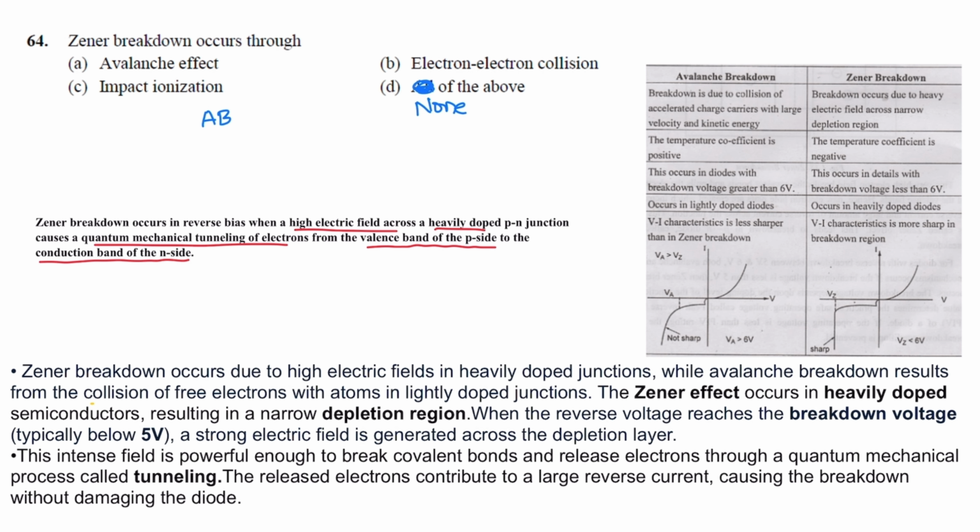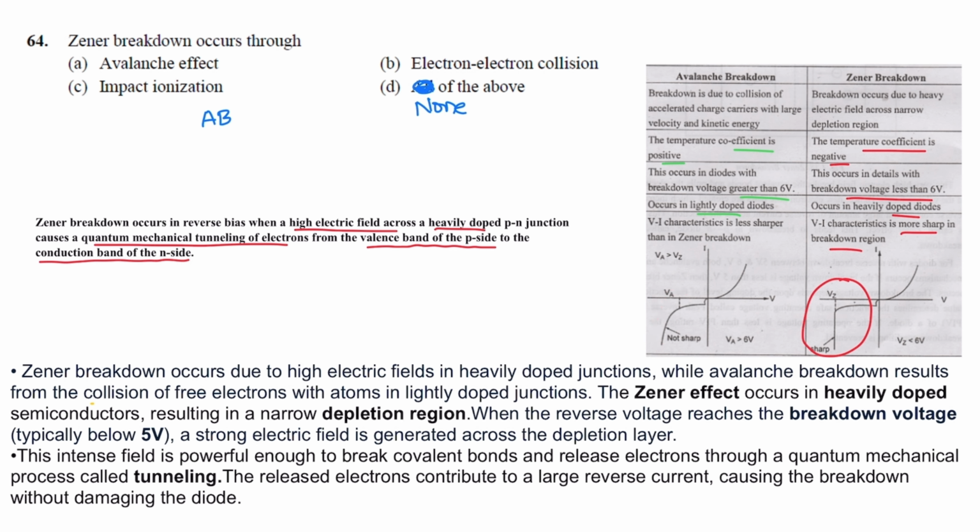The temperature coefficient is positive for avalanche breakdown, which occurs only in diodes with breakdown voltage greater than 6 volts, whereas the temperature coefficient is negative for Zener breakdown, which occurs with breakdown voltage less than 6 volts. Avalanche breakdown happens in lightly doped diodes, whereas Zener breakdown occurs in heavily doped diodes, and these characteristics are more sharp for the Zener diode, whereas they are not sharp for avalanche breakdown.